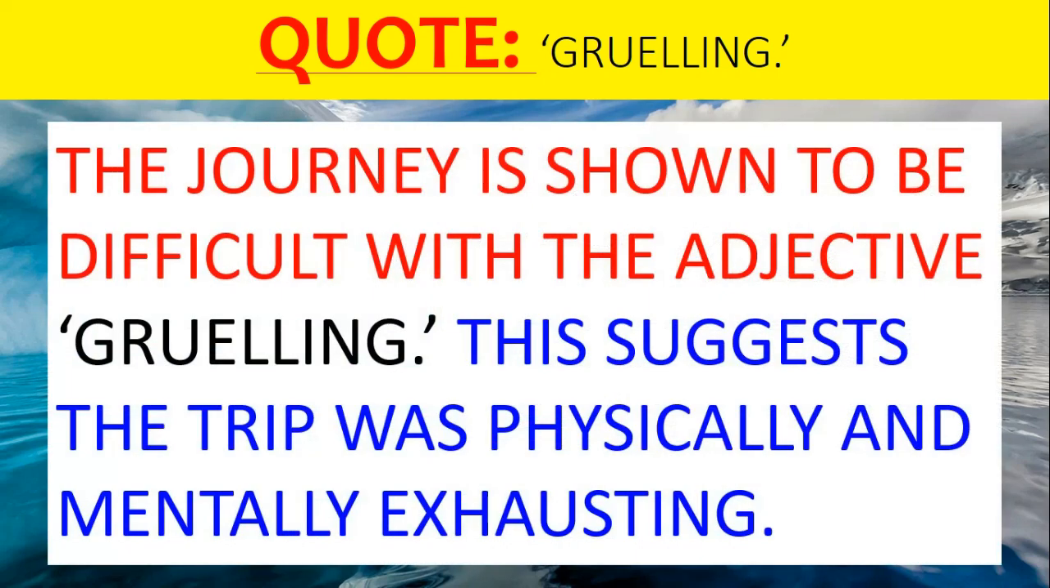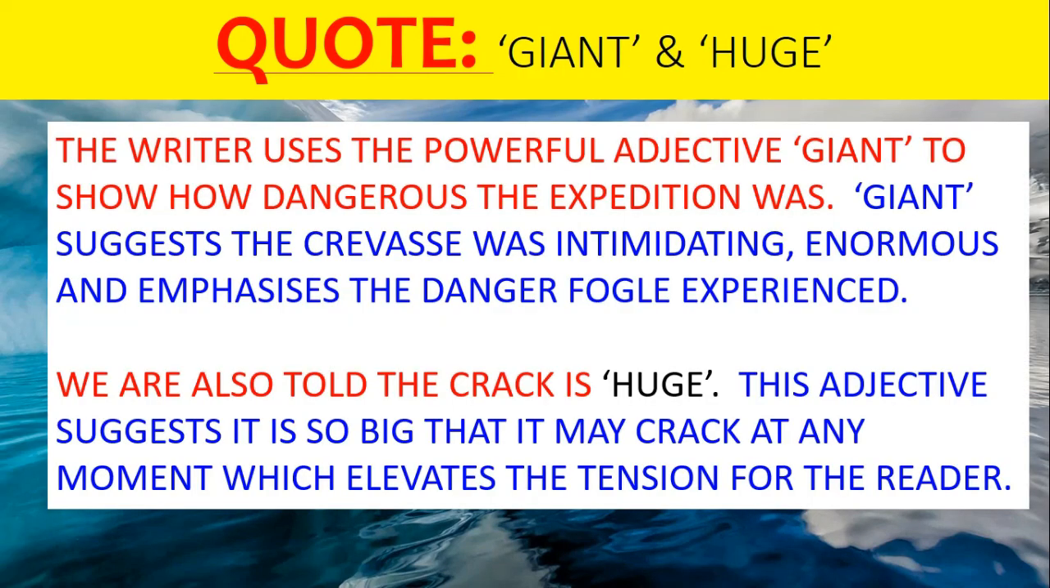Quote 2, grueling. The journey is shown to be difficult with the adjective grueling. This suggests the trip was physically and mentally exhausting. So all I've done is zoomed in on the word grueling. What does it mean? Well, it means it's sort of exhausting. It's meant to be painful. Giant and huge. This is the one we've done before. The writer uses the powerful adjective giant to show how dangerous the expedition was. Giant suggests the crevasse was intimidating, enormous, and emphasises the danger Fogle experienced.